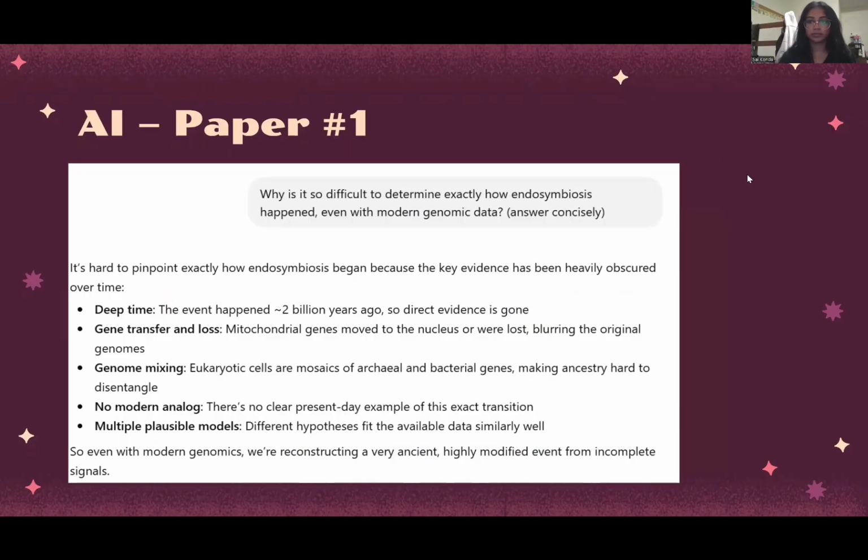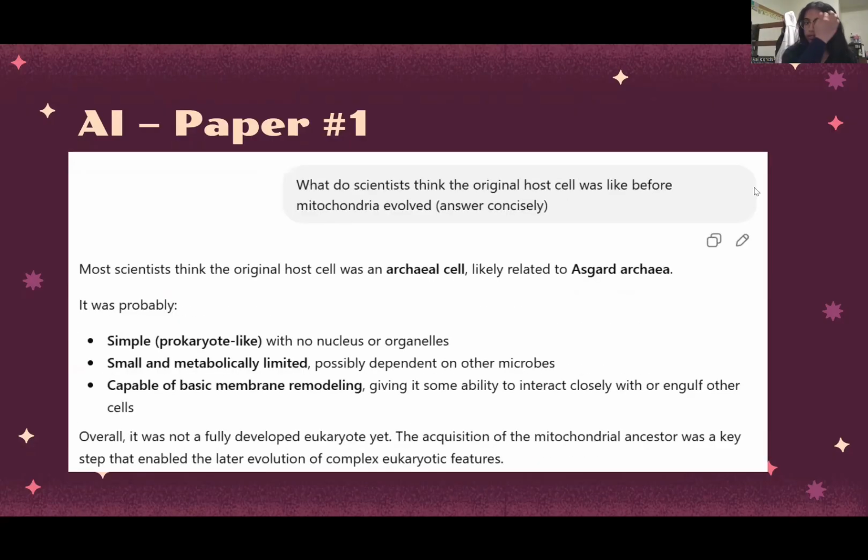For the third question, we asked what do scientists think the original host cell was like before mitochondria evolved? And ChatGPT said it was likely an archaeal cell related to Asgard archaea and described it as simple and metabolically limited. However, this is where we start to see a difference with the paper. The paper emphasizes that the identity of the host cell is still an open and unresolved question, while ChatGPT presents a more specific and confident answer.